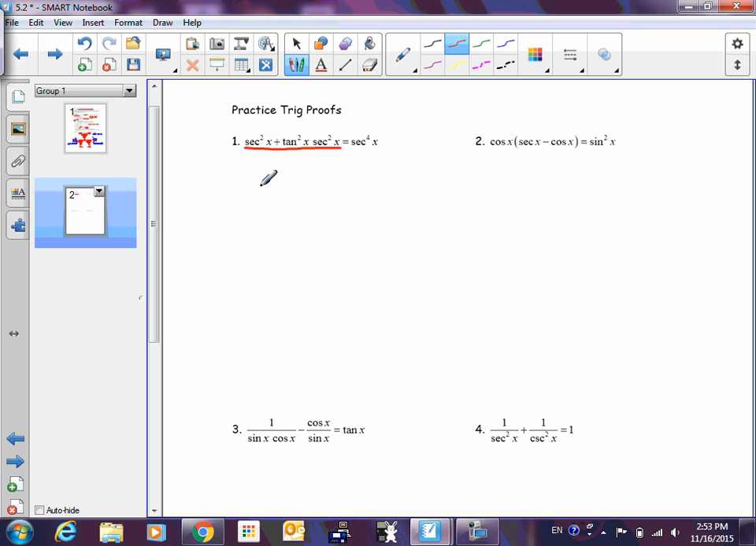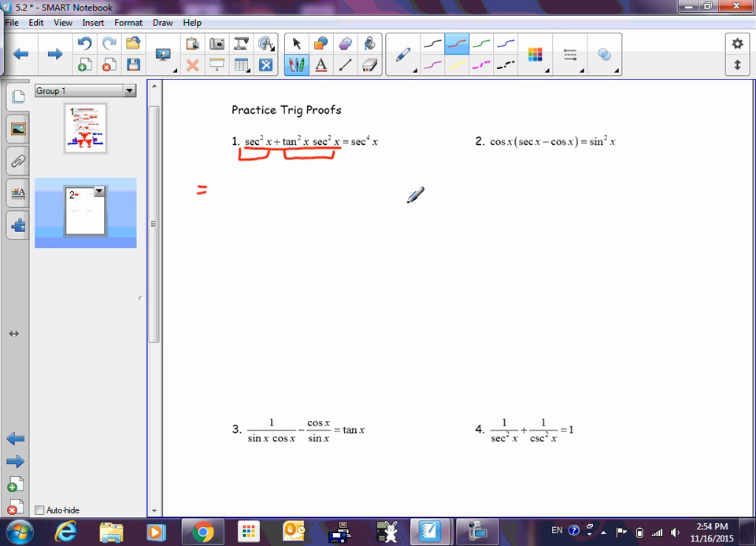Okay, now I see a plus on the left. I don't see a plus on the right. So somehow I need to get just one thing. This could mean a common denominator, or it could mean something else algebraically. Like look at this group and this group. Are there any commonalities between these two things? They're both squared, and they both have a secant squared.